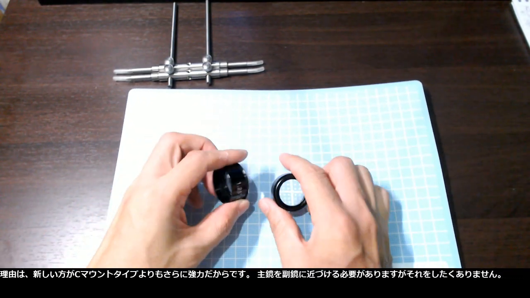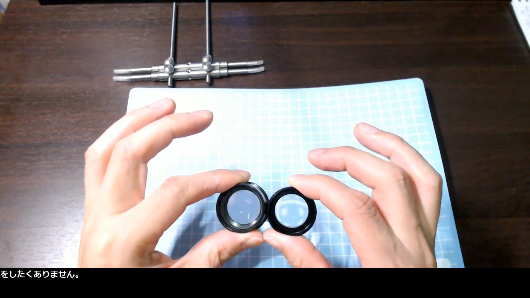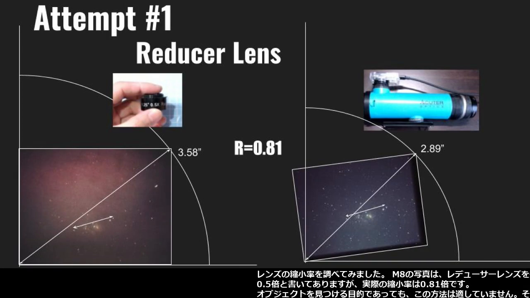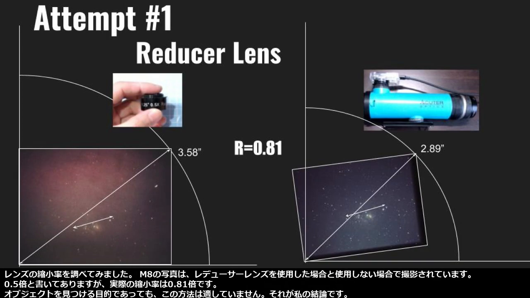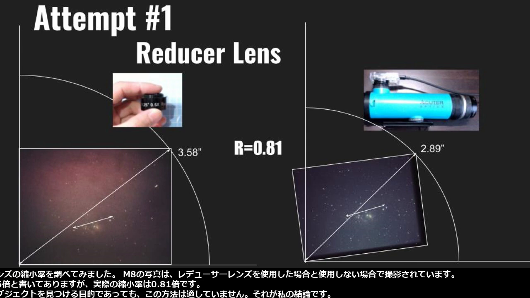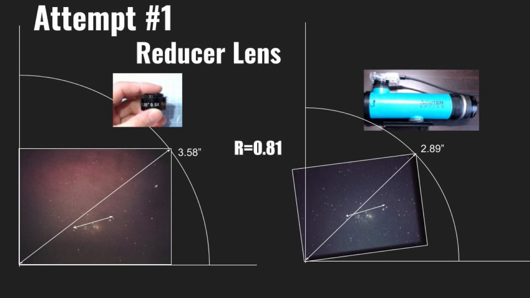I will have to move the primary mirror closer to the secondary mirror. I do not wish to do it. I checked the reduction ratio of the lens. The M8 photos are taken with and without the reducer lenses. Although it says 0.5 times, the actual reduction ratio is 0.81. Even for finding object purposes, this method is not suitable.